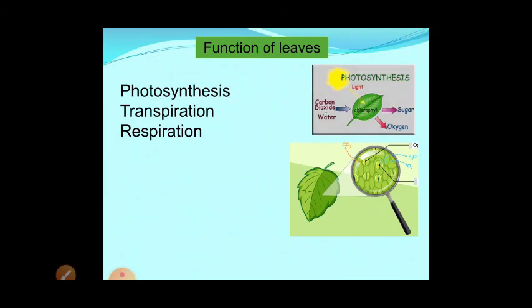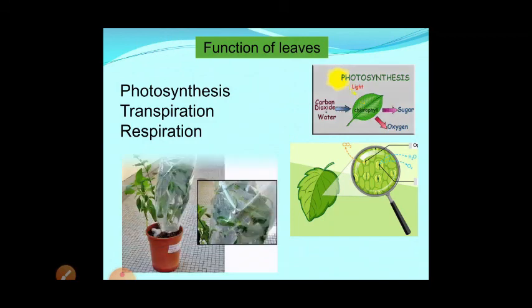Then respiration: we already know we take in oxygen and give out carbon dioxide, as it is needed for life processes. During the daytime photosynthesis happens, so carbon dioxide and oxygen get balanced, but at night plants also do respiration. Due to that, the density of carbon dioxide increases near the tree. That's why people normally say we should not sleep under a big tree at night, because it releases carbon dioxide, meaning the density of carbon dioxide increases near the tree.